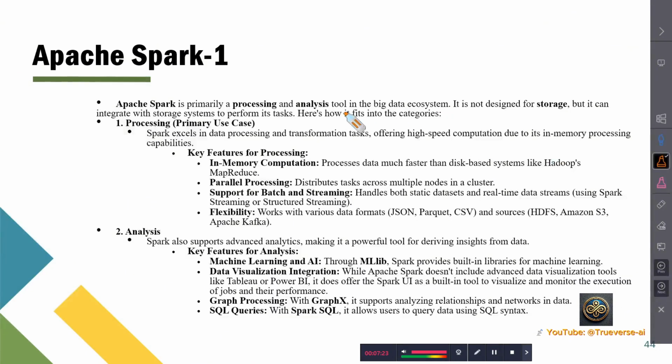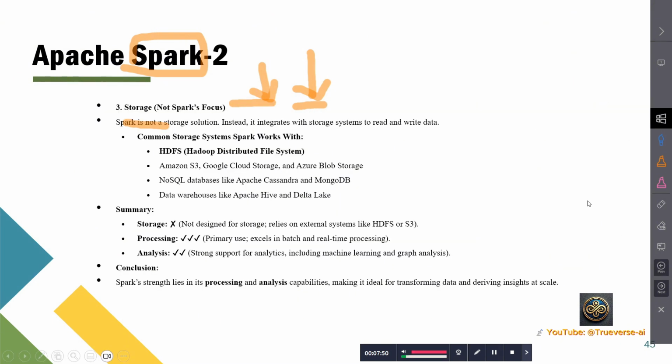Okay, let's go back to our slide: Spark is good for processing and for analyzing, right? We already explained the difference between processing and analyzing. So processing is very important for Spark. If I show you the next slide, you will see here that processing has three ticks, and then analyzing, but it is not good for storage. So this is the point.